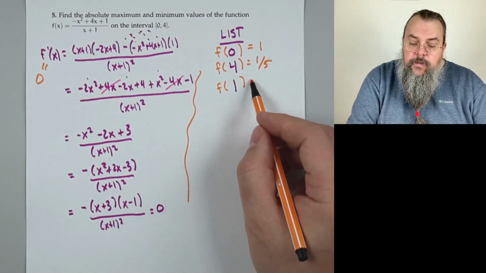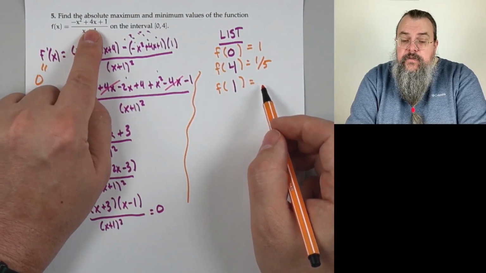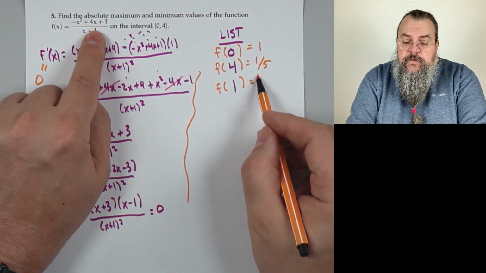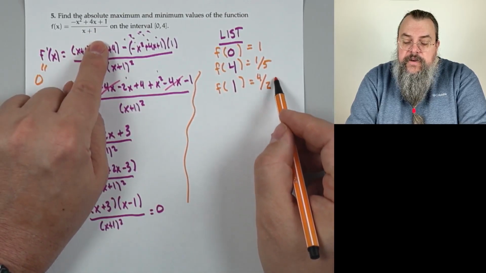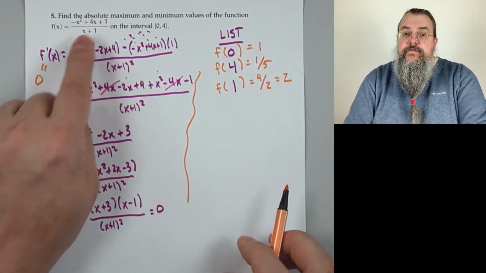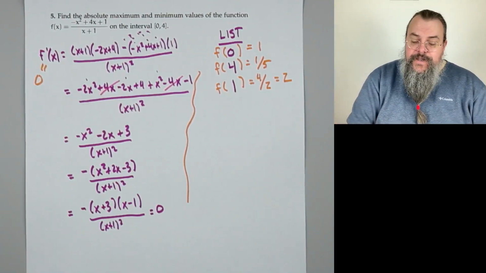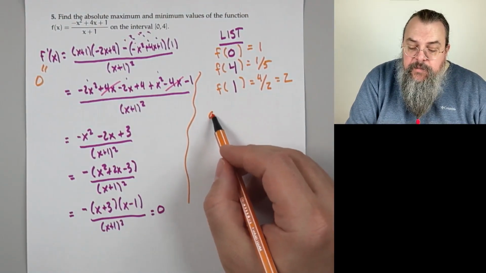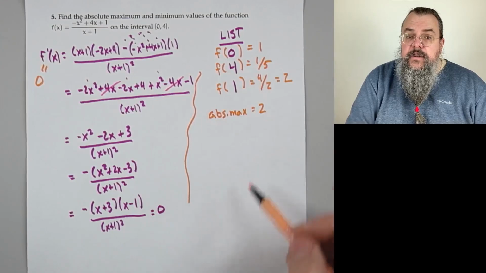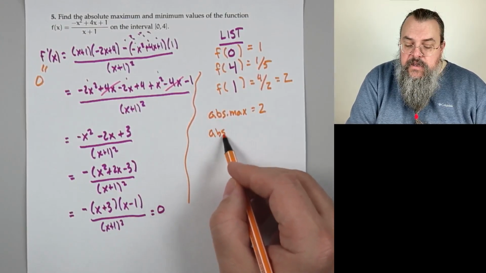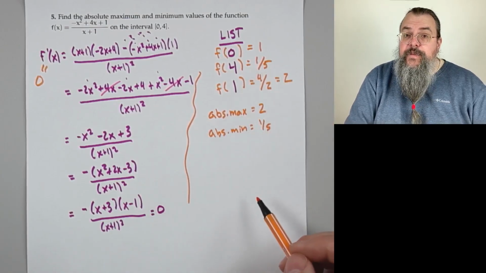Okay, well, what about 1? You're going to get -1 plus 4 plus 1, so you're going to get a 4 upstairs. Downstairs, 1 plus 1 is 2. So you get 4 halves, also known as 2. And now you say, okay, what's the biggest number? That's your max. So the absolute max is 2, because that's the largest of the 3. And your absolute min is 1/5, because that's the smallest of the 3.